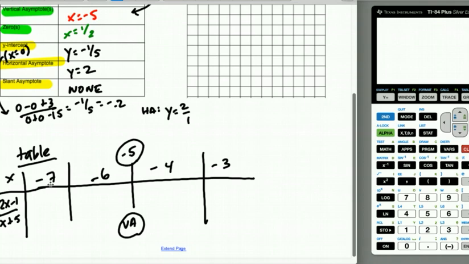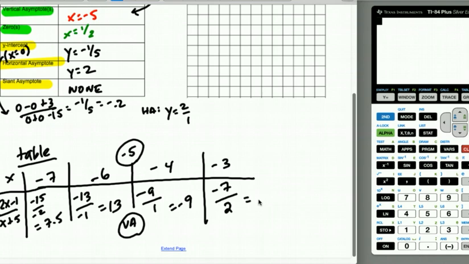So when I plug -7 in, I get a -15 on top and a -2 on the bottom. So that's a 7.5. When I plug in -6, I get a -13 on the top and a -1 on the bottom. So that's a 13. When I plug in -4, I get a -9 on the top and a 1 on the bottom. So that's a -9. When I plug in -3, I get a -7 on the top and a 2 on the bottom. So that's a -3.5.